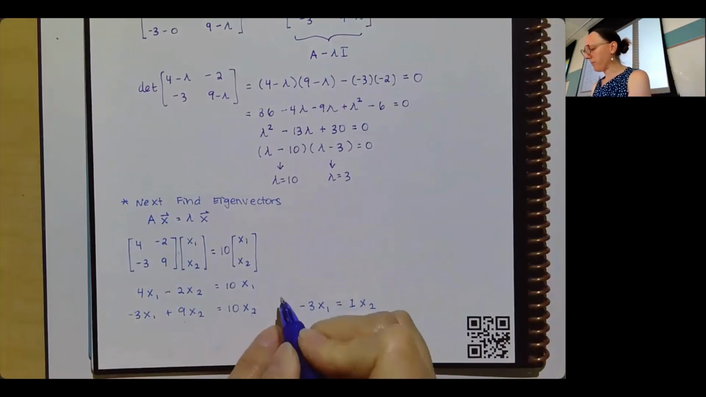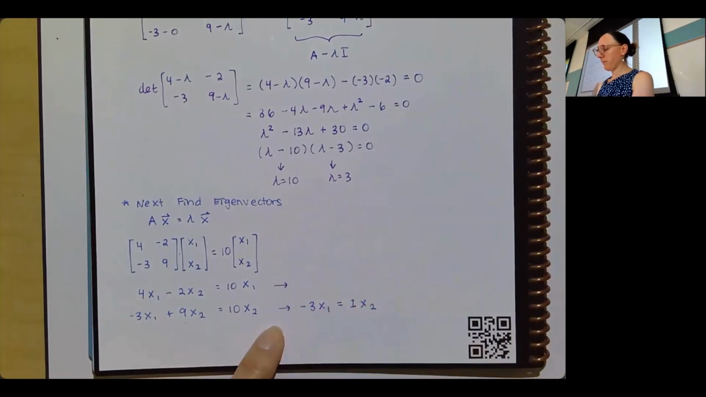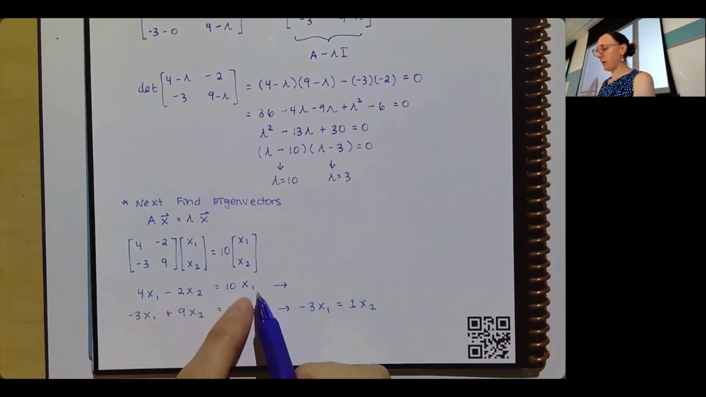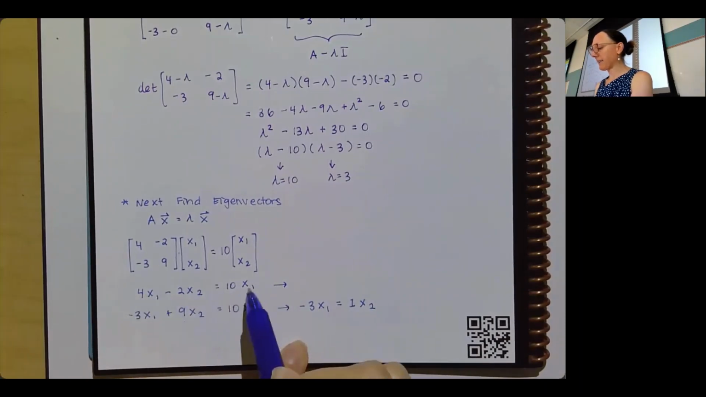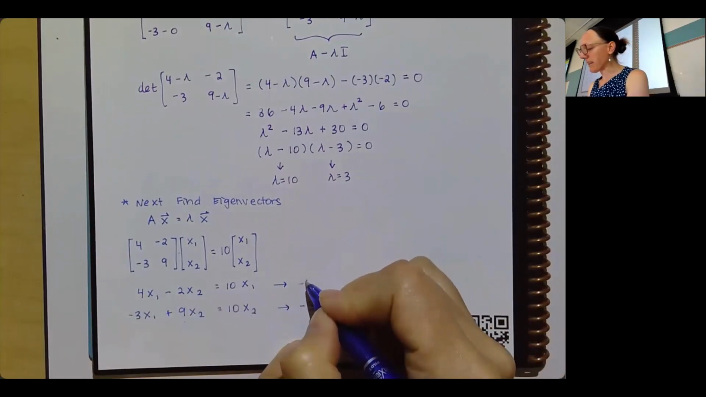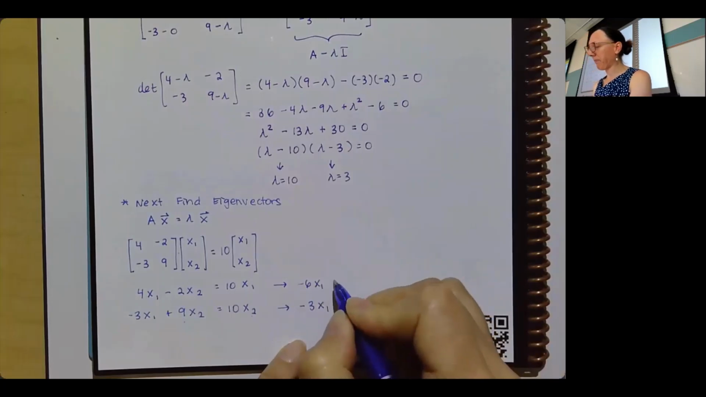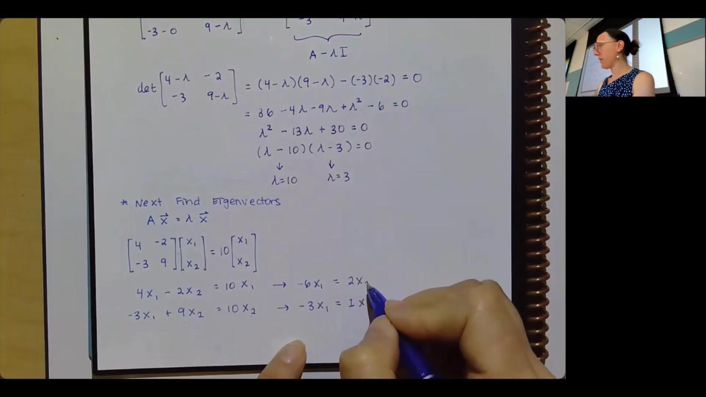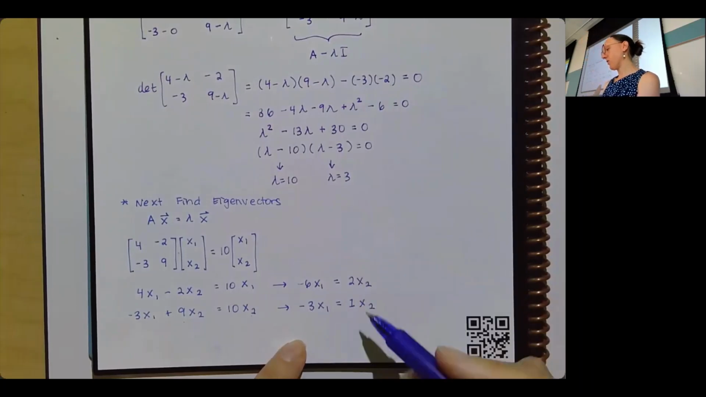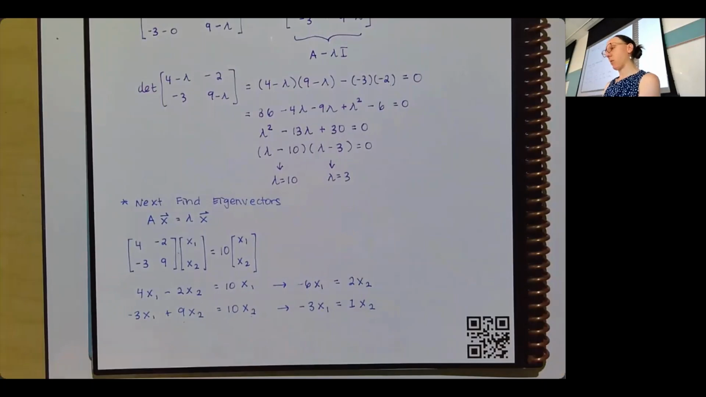The top equation, I'm going to do the same thing. I'm going to put my x2s on the right-hand side and my x1s on the left-hand side. So I'm going to subtract 10x1 and get -6x1. And on the right-hand side, I'd have 2x2. And I claim these are basically the same equation, because if I multiply the bottom one by 2 or divide the top one by 2, they're the same.